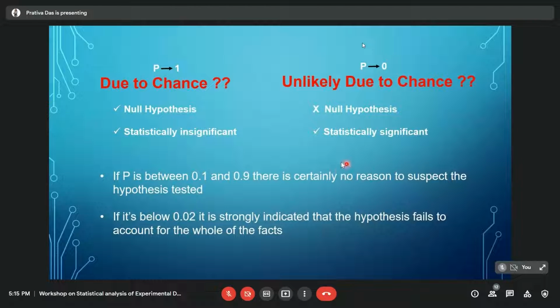It was also mentioned by Fisher that if the p-value comes between 0.1 and 0.9, then you can completely trust the null hypothesis. Whereas if it is below 0.02, then you can strongly say that the null hypothesis is not true. However, there is some possibility of errors, and I will discuss it more in the readouts later.